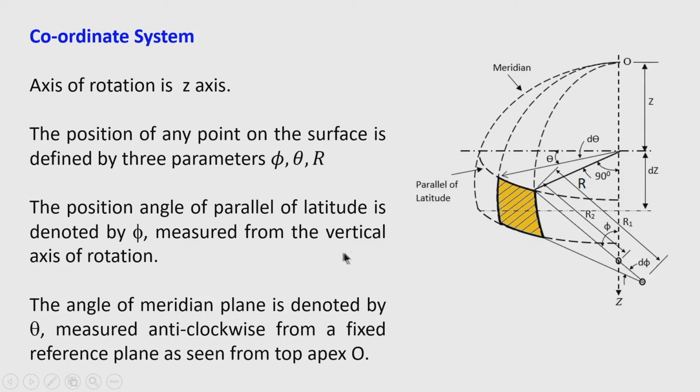The axis of rotation here is the z axis. The position of any point on the surface is denoted by phi, theta, r. Note that phi is the meridional angle by which the position of the point on a particular meridian is located. Then on this meridian, the position of a point circumferentially is located by an angle theta, which is known as the circumferential angle, and the radial distance of the point from the center of the horizontal circle or parallel of latitude is r.